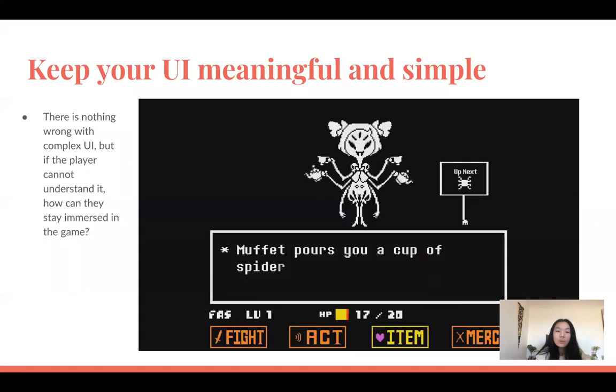So there is nothing wrong with complex UI, but if the player can't understand the UI that you're making, then how can they stay immersed in the game? Again, it's really hard to focus if there's a lot of distracting things going on. And we want a game that's easy to learn and hard to master. And so having a clean UI can be a really great gateway to following this rule of thumb. And Undertale does this really well by having UI components that are simple, but each component has a specific purpose. And so it's very straightforward. It's a really great example to follow.